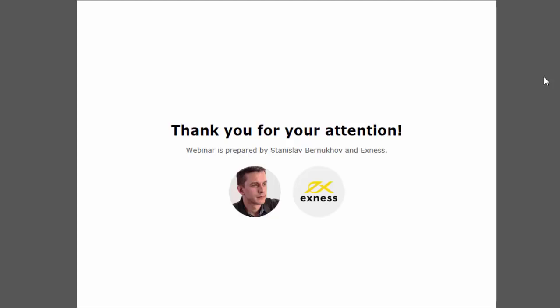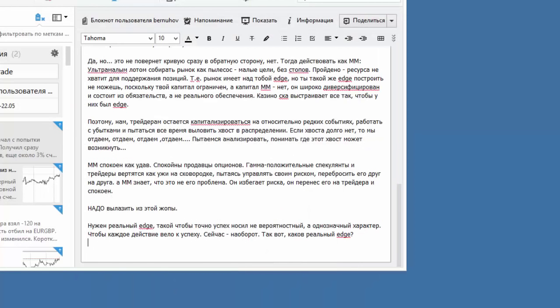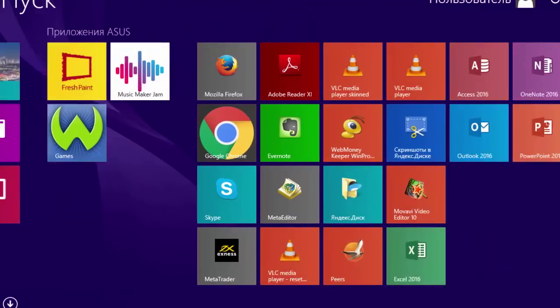The second question is how to set up the envelopes indicator. Do you change any parameters or use the default values? Well, the best way to do it possibly is to show you the trading terminal. Just a minute. Okay.